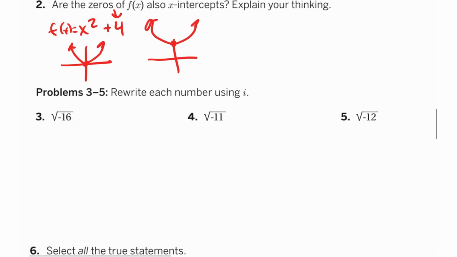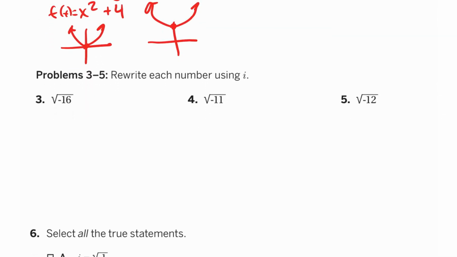For problems 3 to 5, rewrite each number using i. So again, I'm going to write this as breaking it up into the square root of 16 and the square root of -1. I'm really just pulling this negative out so that I can rewrite this as i. Now, just as a heads up, when you are solving something and you take the square root, that's when we have to do the plus or minus. Right now, we are given the square root here, and we're going to assume that it is positive. Therefore, instead of giving us plus or minus 4i, I'm just going to call this answer 4i.